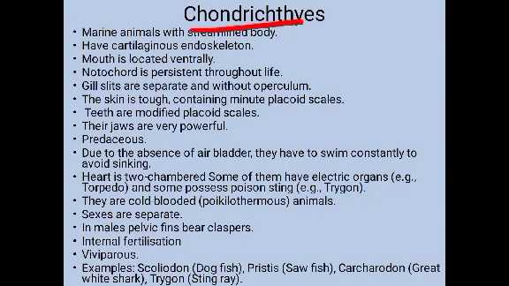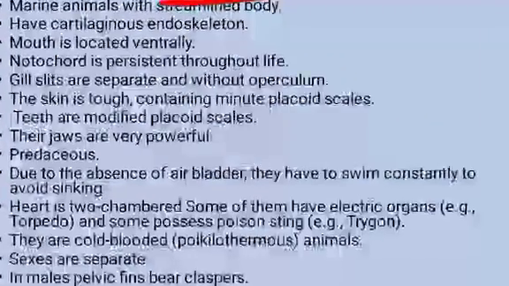So what are chondrichthyes? Chondro means cartilage. They are formed of chondrocytes. What is chondrocyte? The cells of cartilage are called chondrocytes. As their endoskeleton is made up of cartilage, these fishes are called chondrichthyes, or they are included under the group called chondrichthyes. Now when we see the characteristic features of these chondrichthyes, they are marine animals, isn't it?